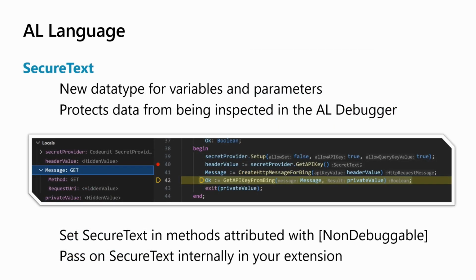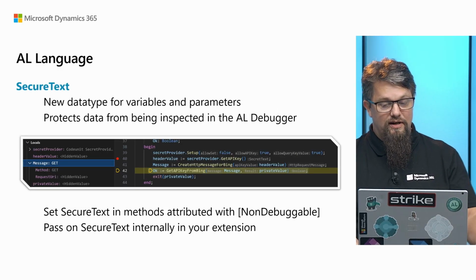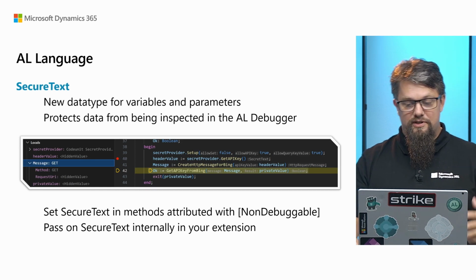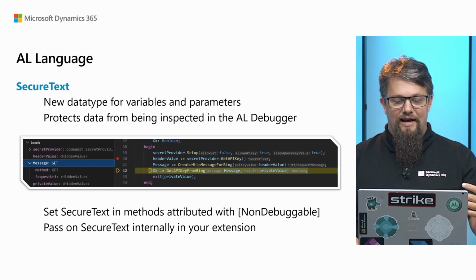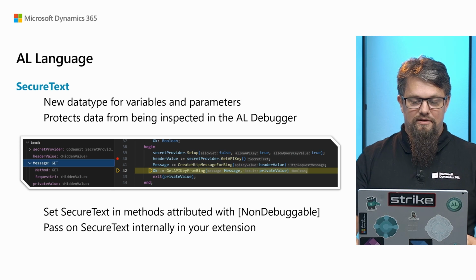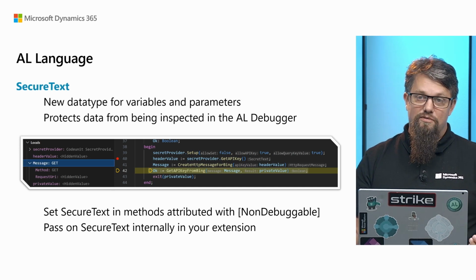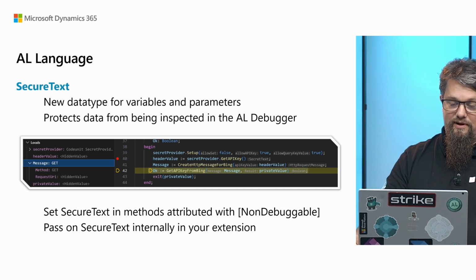Another big change is a new data type called secure text. This is a new variable and parameter data type you can use to protect the data it holds from being debugged. It does not protect it from being shared outside of Business Central, but it protects it as you are debugging using the Business Central debugger. This applies to normal debugging as well as snapshot debugging.